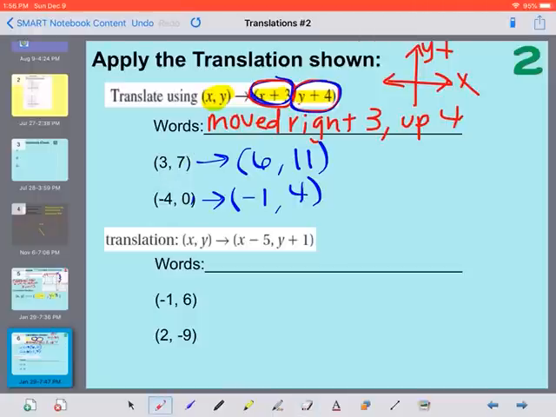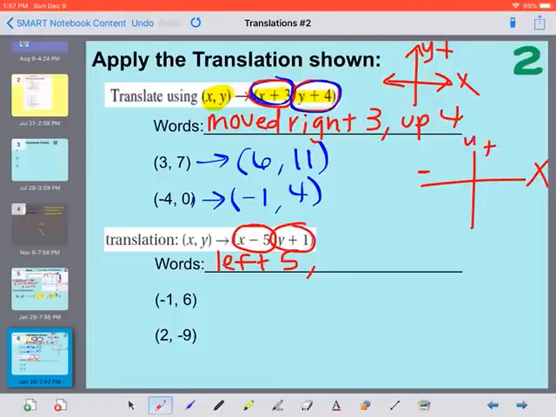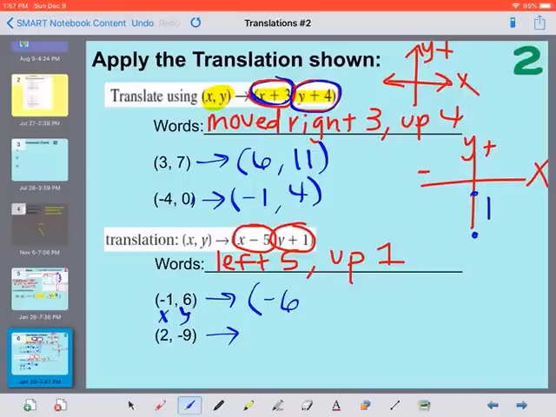So here's another one. We're taking our x coordinate and we're going down 5. So on my x-axis, not down, x is left and right, so that would be towards the left. We moved left 5. And my y-axis, I'm moving positive 1, so on my y-axis, that's up 1 unit. So we're going to take our 2 points and move them.